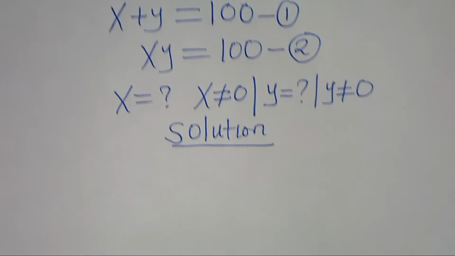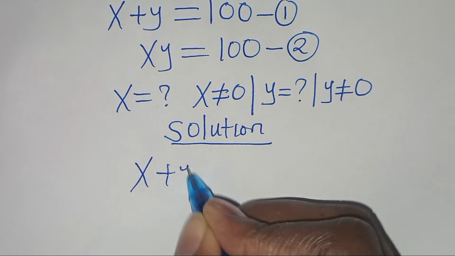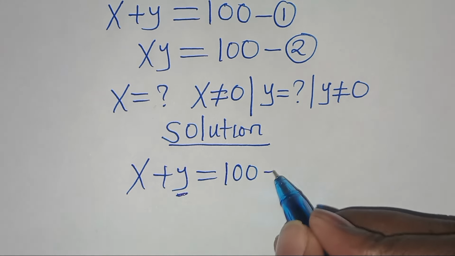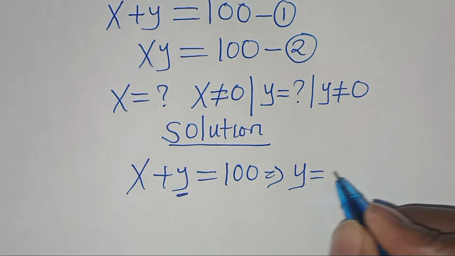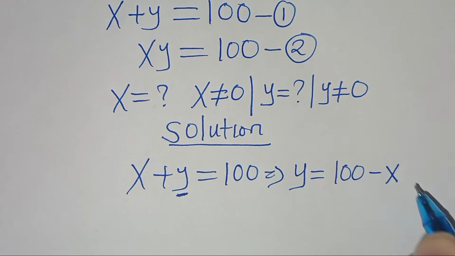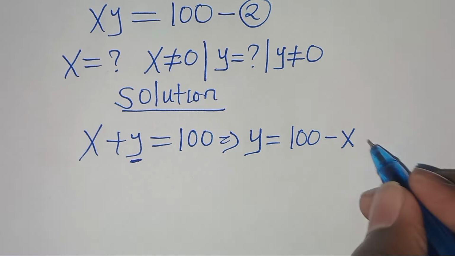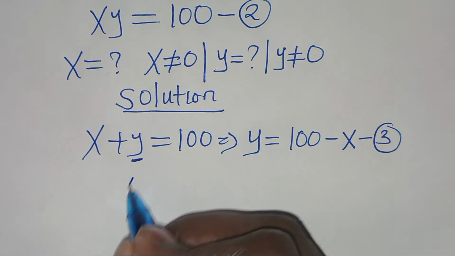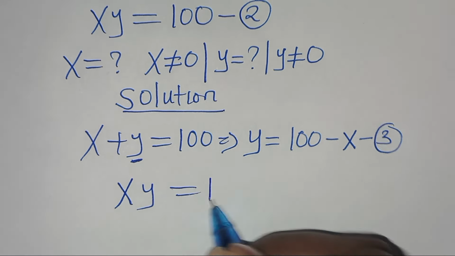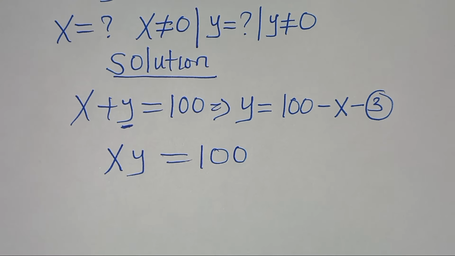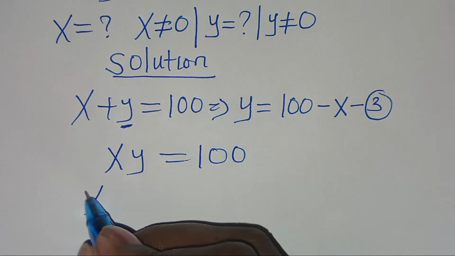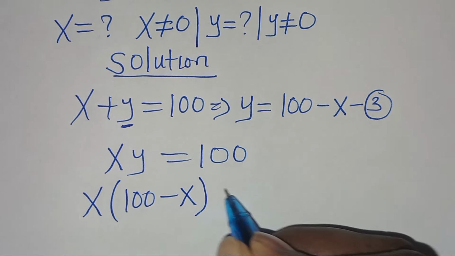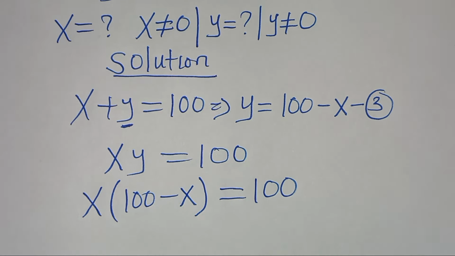From equation 1, x plus y is equal to 100. Let's make y the subject of the formula so that we have y equal to 100 minus x. Let's call this equation 3. So let's substitute equation 3 into equation 2. Equation 2 is x times y equal to 100. Substituting equation 3 here, we have x times (100 minus x) equal to 100.